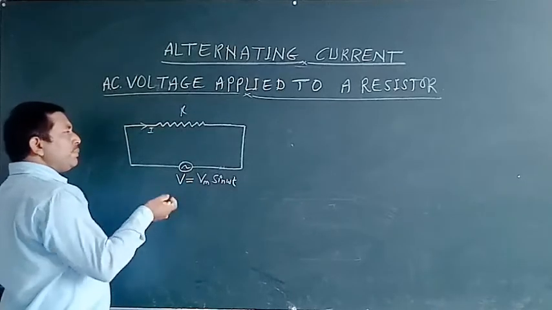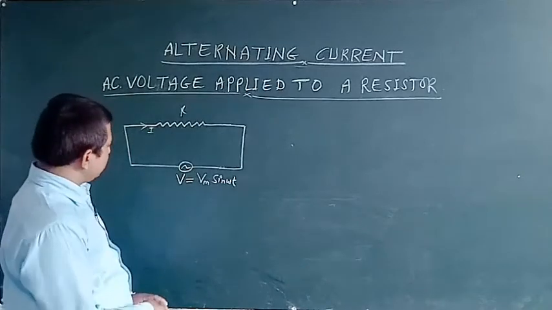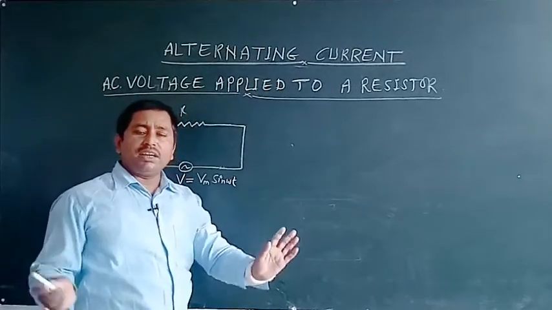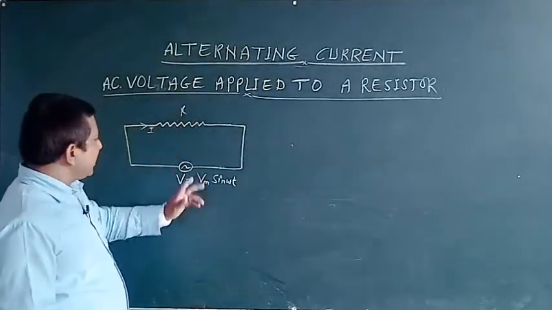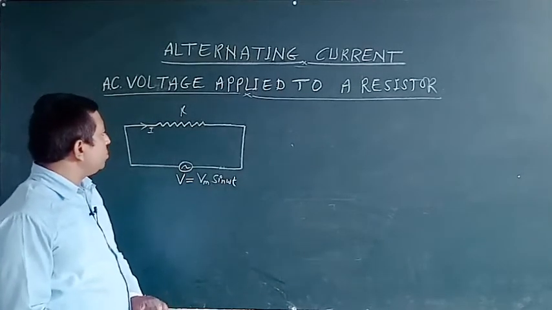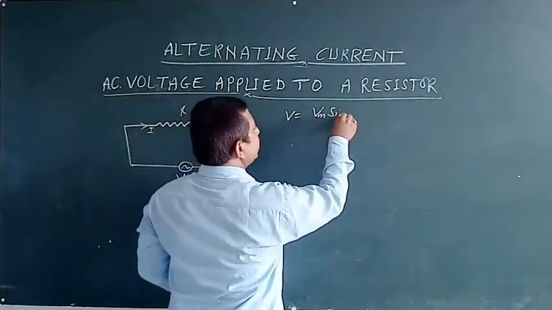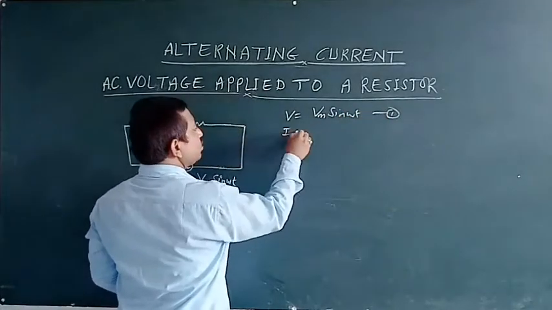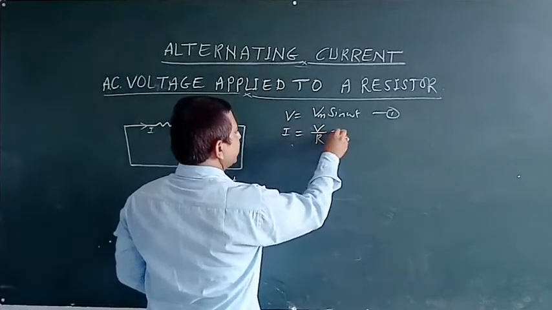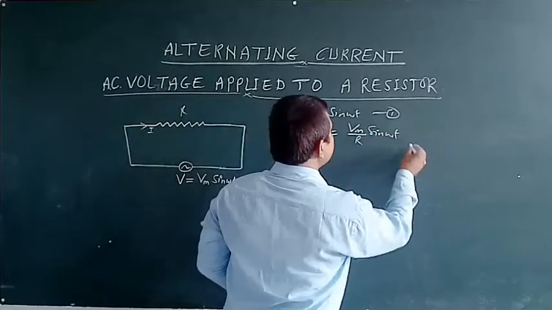What will be the value of the instantaneous current in terms of sine omega t? Let us find this out. As you know, according to Ohm's law, when a potential is applied across the terminal of a conductor, the current flowing through that conductor is given by the formula V by R. As V is equal to Vm sine omega t, I is equal to V by R, which means Vm by R into sine of omega t.